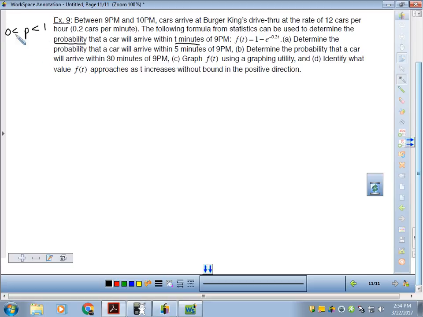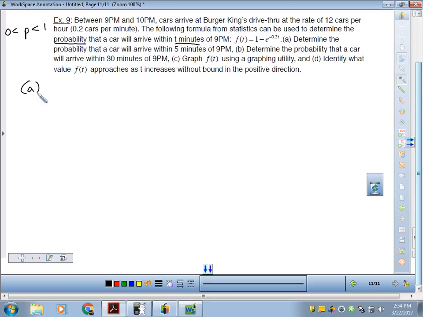Any number in between those two is some variation. So, like, if p ends up being 0.5, that's like saying there's a 50% chance it's going to happen. If p equals 0.25, then that says there's a 25% chance it'll happen. So p just gives you a number that tells you your likelihood that an event will occur. All right, so let's get into our problem.